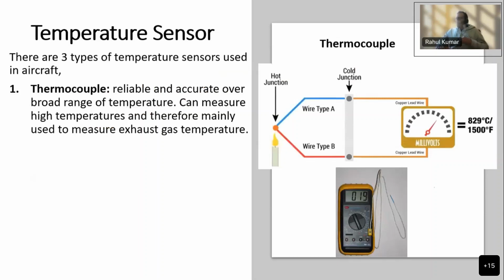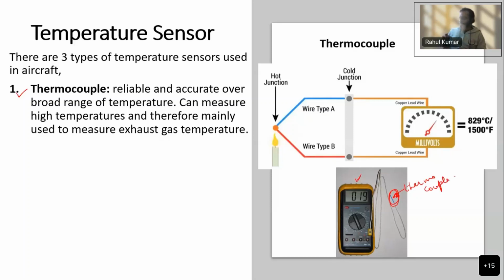Now, moving on to the temperature sensor. There are three types of temperature sensor used in an aircraft. The first one is your thermocouple, which is one of the most common and reliable temperature sensors. If you have used a multimeter, you might have seen this type of sensor, this wire. The end portion of this wire is your thermocouple.